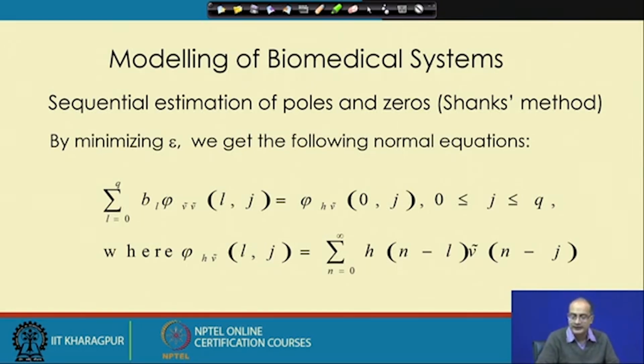So, in Shanks method again we are getting a set of linear equations. However, in this case we have just q unknowns and q equations. So, we can solve them and find the MA parameters. In that way we can get both the AR parameters and the MA parameters using linear equations. Thank you.